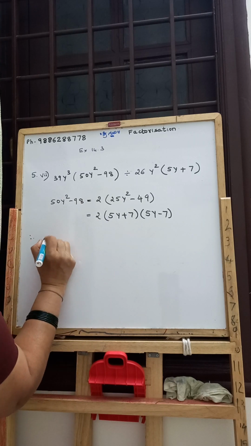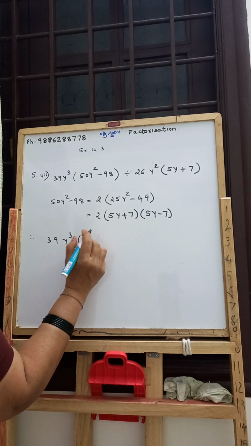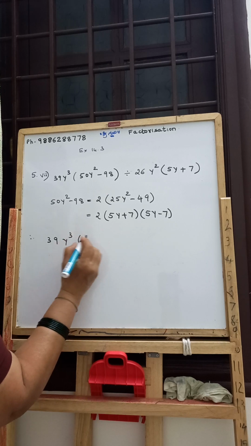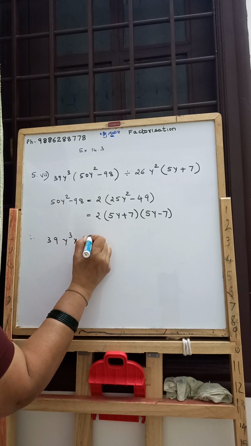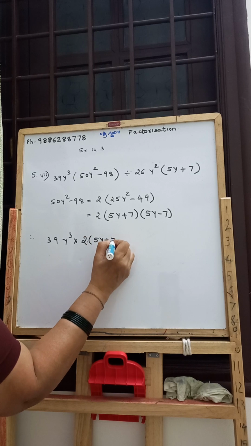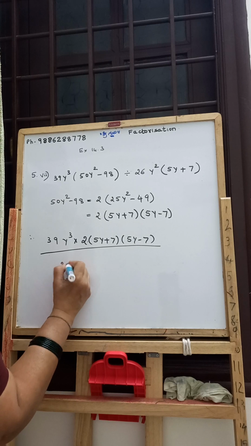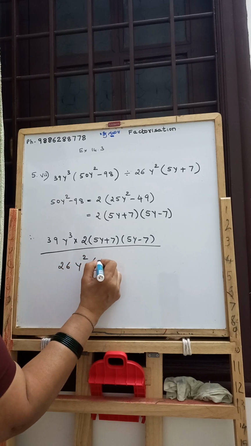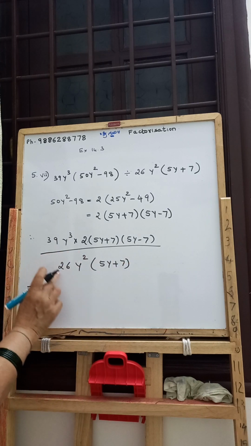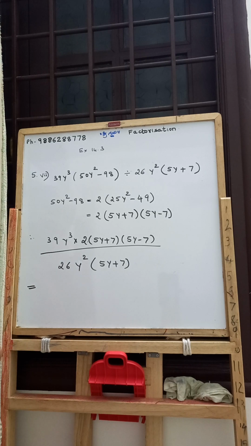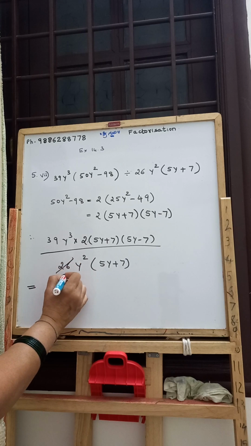Therefore, the required division will be 39y cube into 2 into bracket 5y plus 7, 5y minus 7, whole divided by 26y square into another bracket 5y plus 7. Now we have 26 and 39 are in the 13 table. 13 2s are 26, 13 3s are 39. We can directly do this.